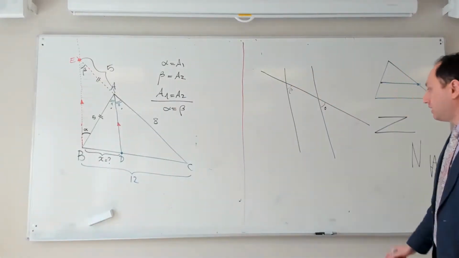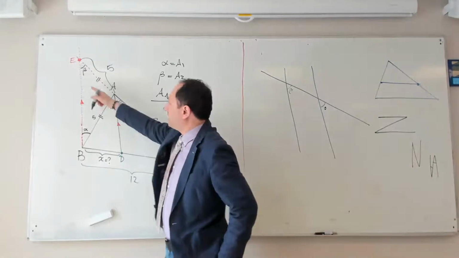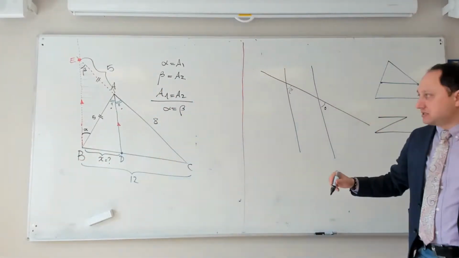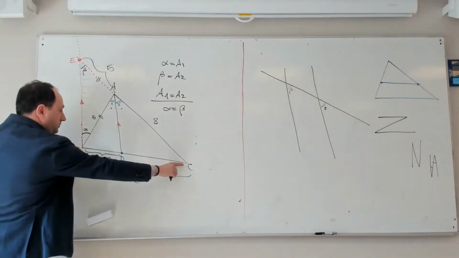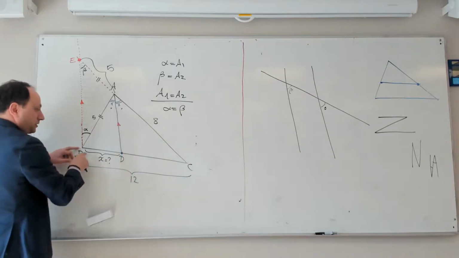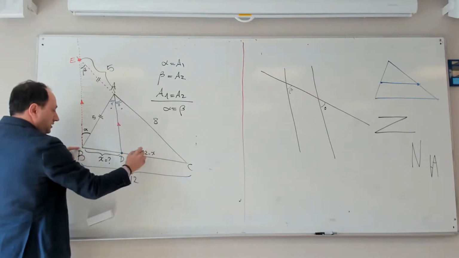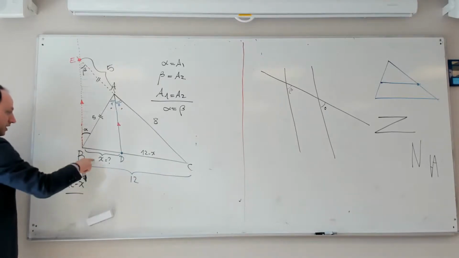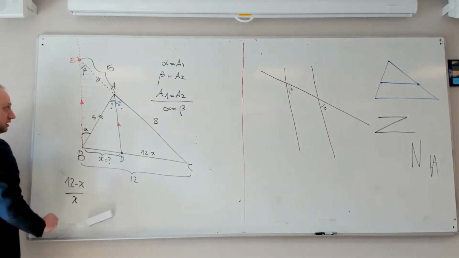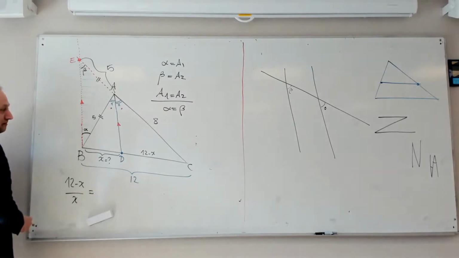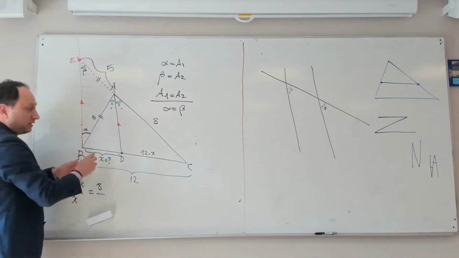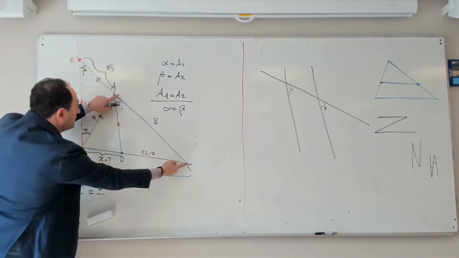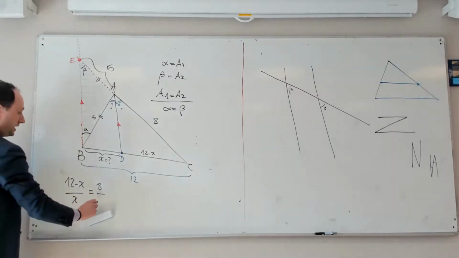So can you tell me what should I write now? This one is parallel to that one, so I can use the Thales Theorem, yes? What can I write? I can write this expression divided by this expression. So this is 12 minus x. So 12 minus x divided by x is equal to what? Tell me. It's equal to 8 divided by 30. No, because this is part by part. This part by this part is equal to this part by that part. Yes? So it becomes 8 over 5.